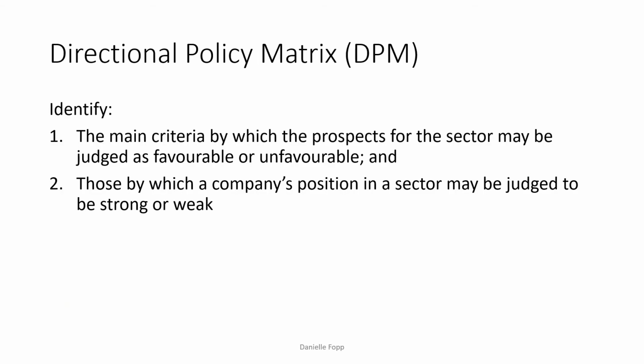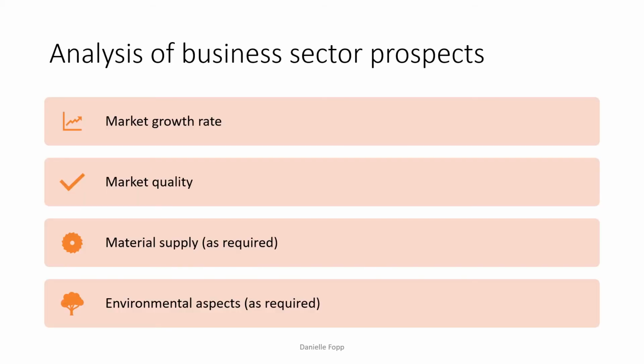In order to complete a directional policy matrix, or DPM, you must identify the main criteria by which the prospects for the sector may be judged as favourable or unfavourable, and those by which a company's position in a sector may be judged to be strong or weak. So let's take a look.